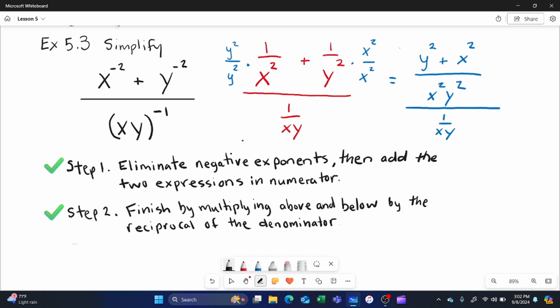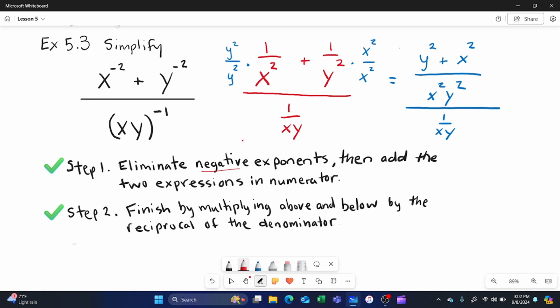2 all over xy to the negative 1. Step 1, very easy. Eliminate negative exponents, then add the two expressions in the numerator. All right, easy day here. If you remember, if we have a negative exponent, you're just going to have to make it positive and put it all over 1. So that's what we've done here. 1 over x squared plus 1 over y squared over 1 over xy. And now we've gotten rid of all of our negative exponents. Don't want those.